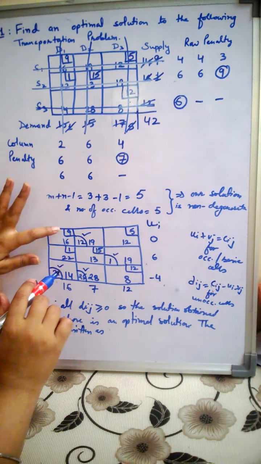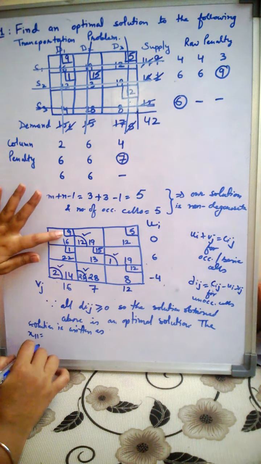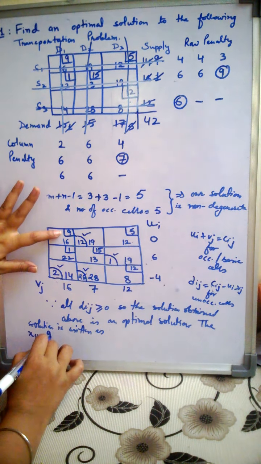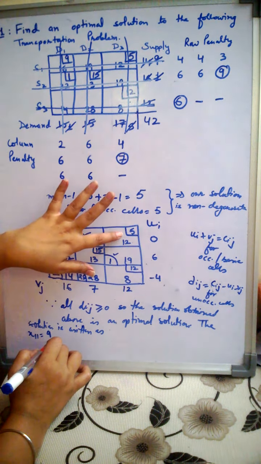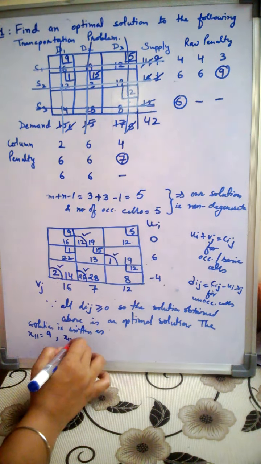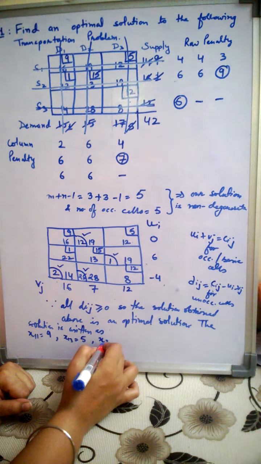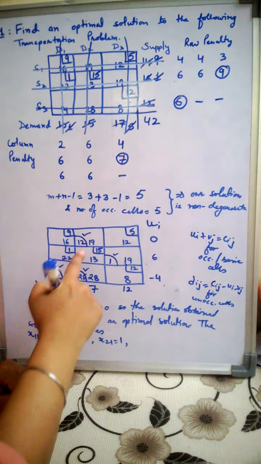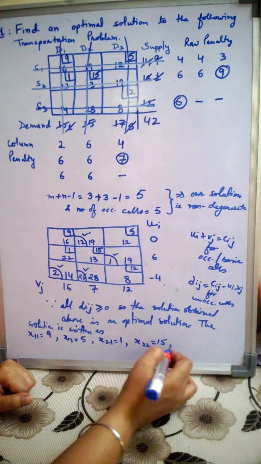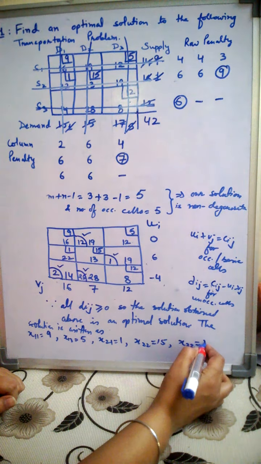so this 9 is the first solution value, so I'll write it as x11. First row, first column, number of units transported are 9, so x11 is 9. Second allocation is 5 in the cell 1, 3. The number of units transported from 1 to 3 are 5. Then this is the next allocation, x21 is 1. Then this is the next allocation, x22 is 15. Then this is the last allocation. This location is x32 is 12.